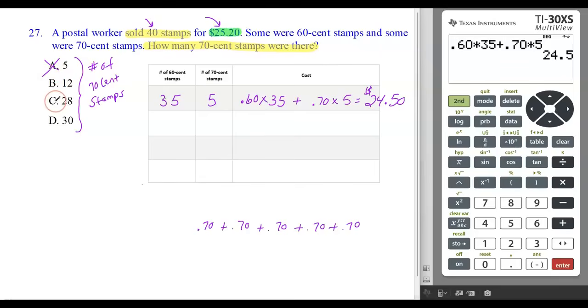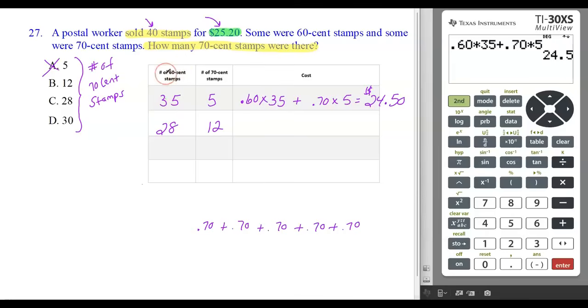I'm going to just move through my answer choices now. Let's go to B. If we have 12 70-cent stamps, then how many 60-cent stamps do I have? Remember, the total has to be 40 because we sold 40 stamps. So I can just go 40 minus 12. You can do that on your calculator. 40 take away 12 is 28. You can double check that by adding 28 plus 12. You'll get 40.